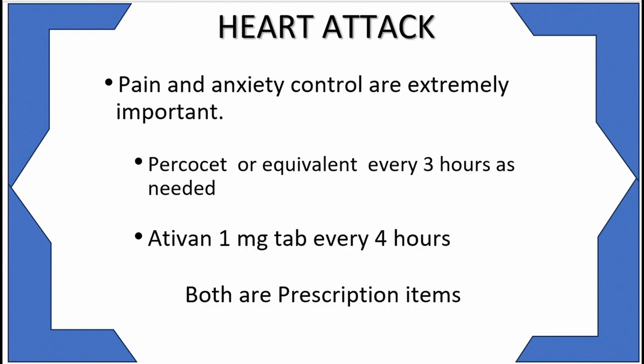Pain and anxiety control are extremely important. Percocet or equivalent every 3 hours. You know, Percocet doesn't really last. They say every 4 hours, but I don't think it lasts 4 hours. I think it lasts 3 hours. So this is the time when you might give it every 3 hours. Ativan, 1 milligram every 4 hours. It's a prescription item.